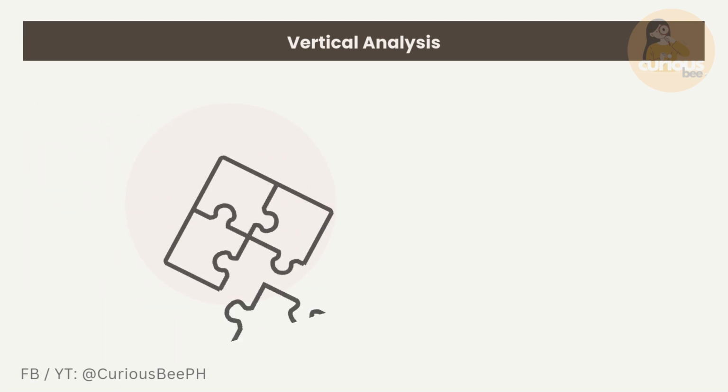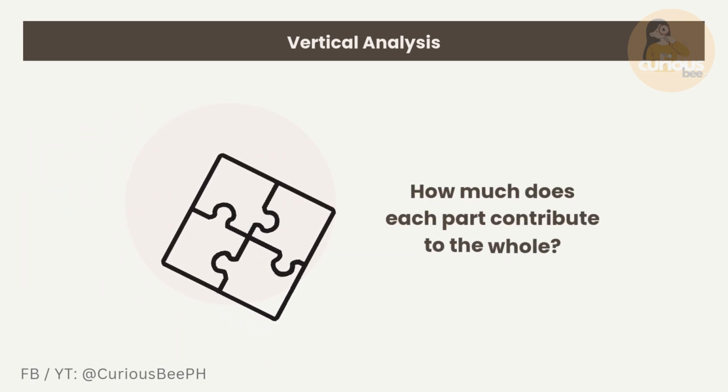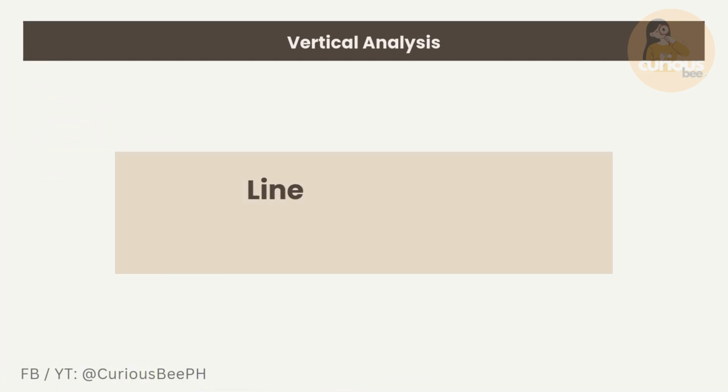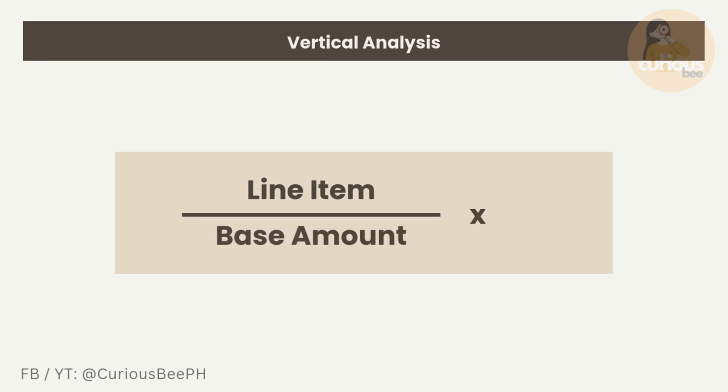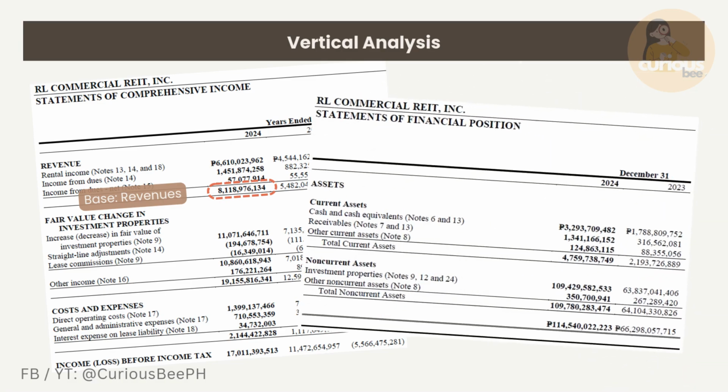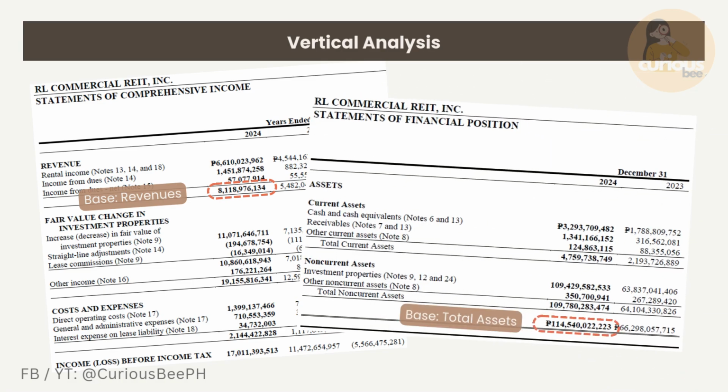Let's start with vertical analysis. This is a tool to help investors see how each item in the financial statements compares to something bigger. It can show us how each part contributes to the whole. The formula is simple. You just divide each line item in the statements by a base figure. The base figure for the income statement is revenues, while the base figure for the balance sheet is total assets.